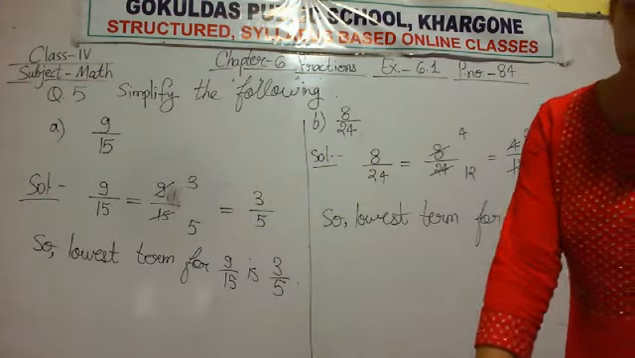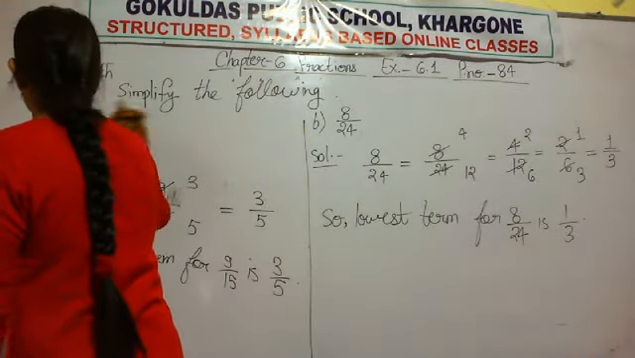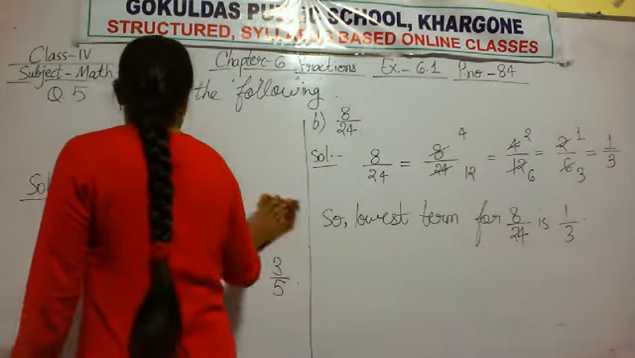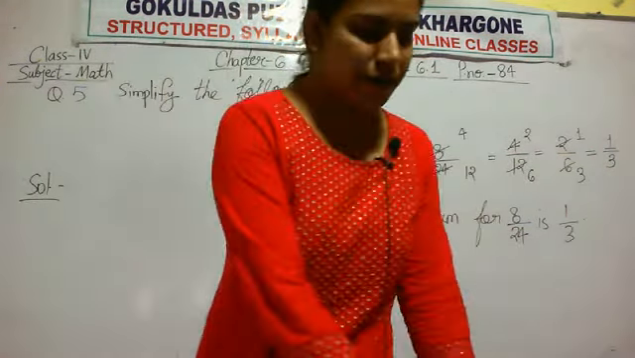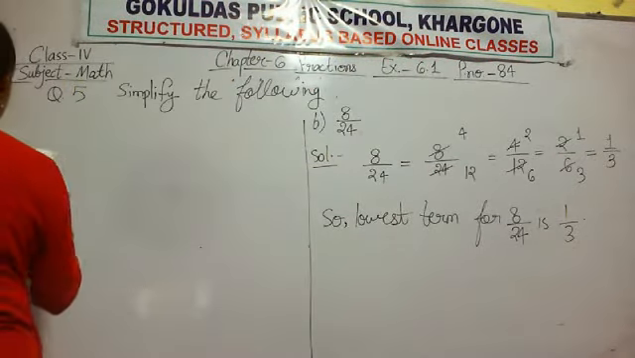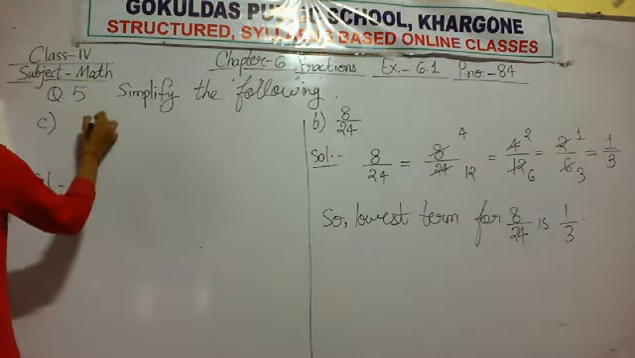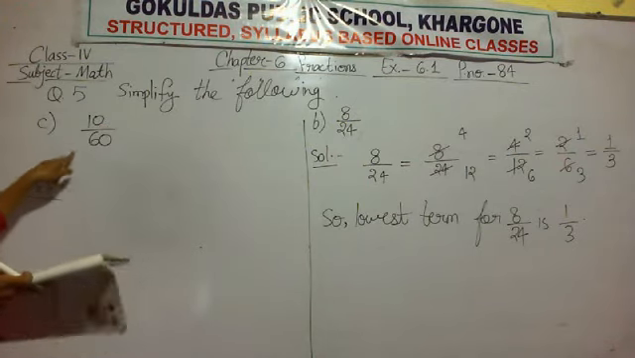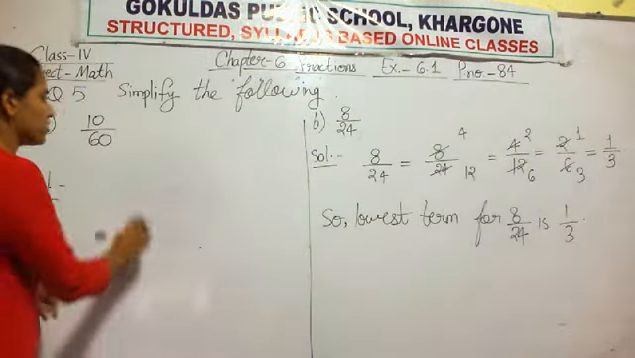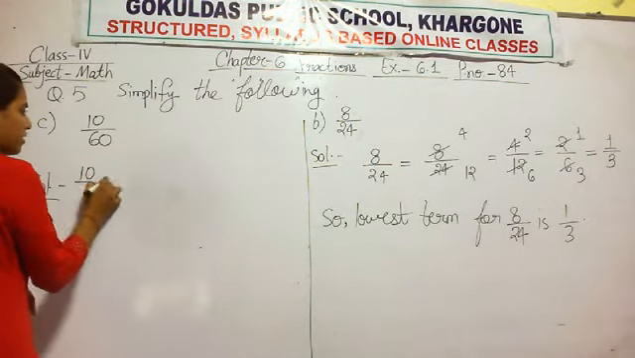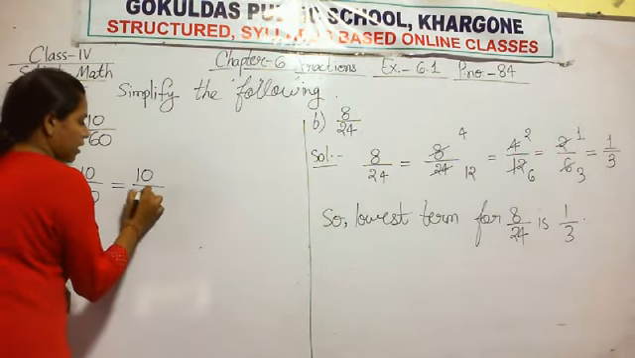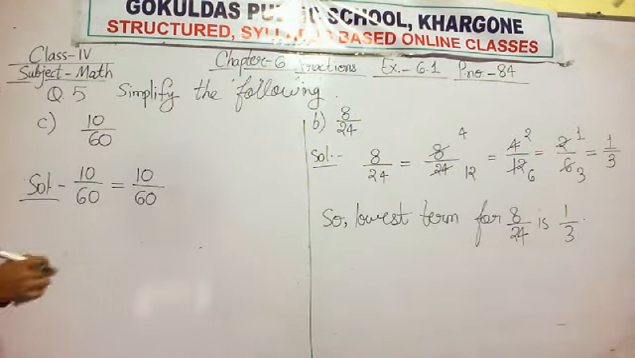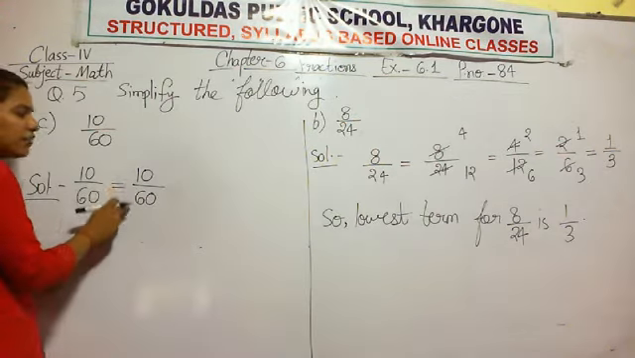Let us do one more, that is part C. Part C, 10 upon 60. Your given fraction is 10 upon 60. You want to reduce this fraction to its lowest form. So write 10 upon 60 equals to. Now 10 and 60 both are even numbers, right? Both are even numbers, so you can divide by 2.